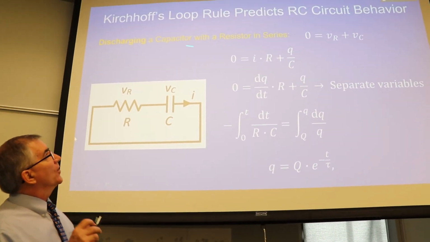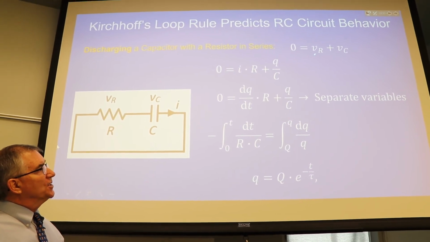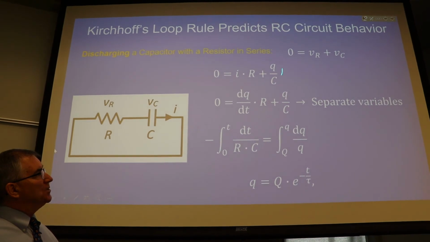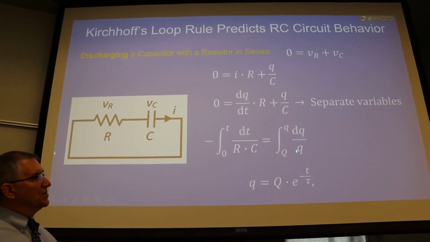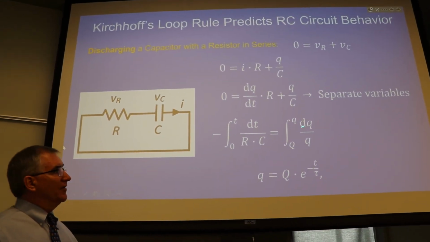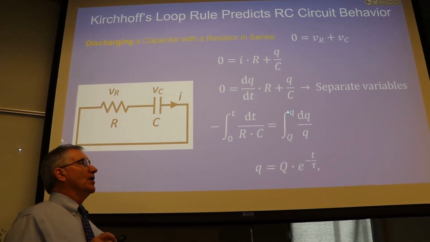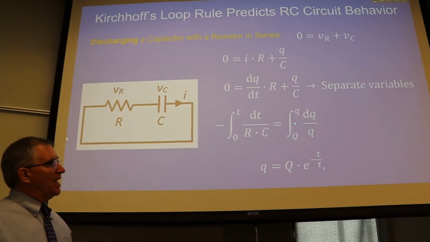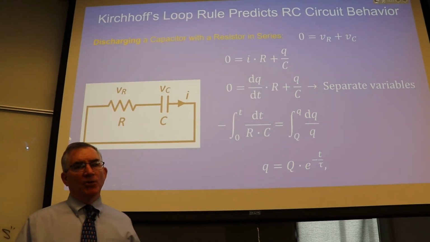All right, so Kirchhoff's rule says, oh, there's no battery, and so we just have the voltage across the resistor plus the voltage across the capacitor, and we get that same relationship. We go ahead and separate the variables, and notice there's no voltage, so this is really simple. That's a natural log, and it'll give you the log of big Q minus the log of little q, actually the log of little q minus the log of big Q. You can exponentiate both sides, and there's your charge leaving the capacitor as time goes by.